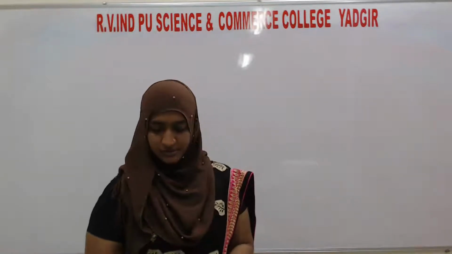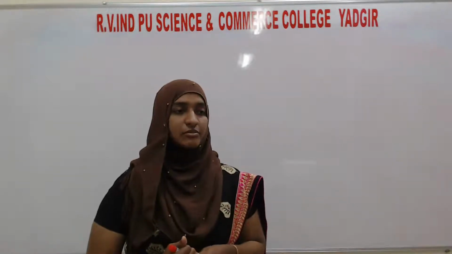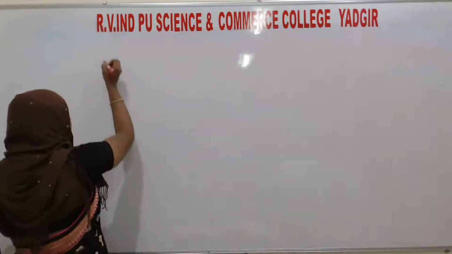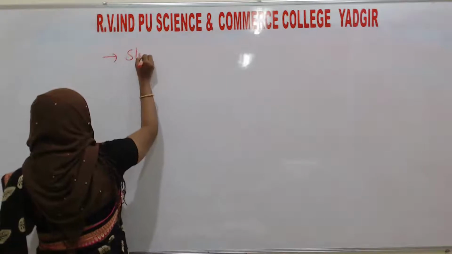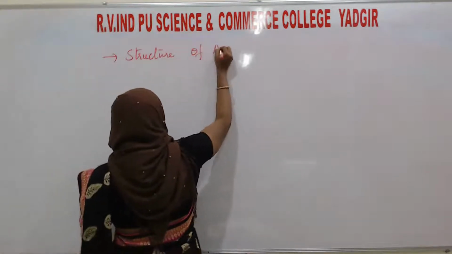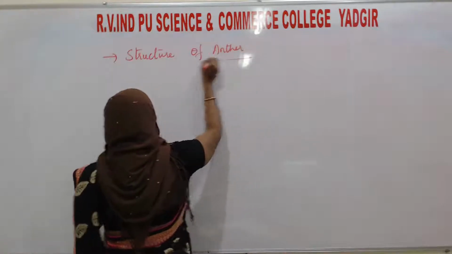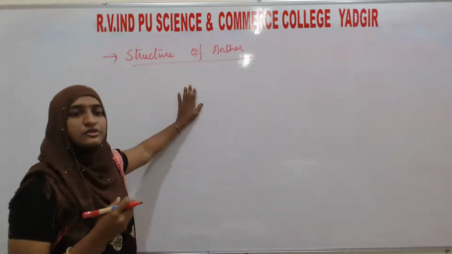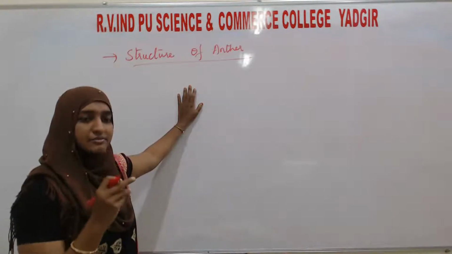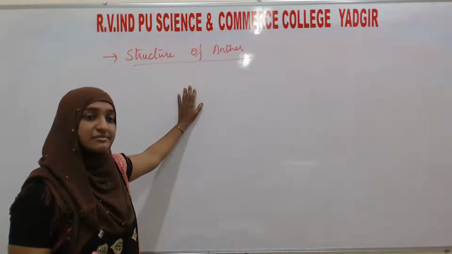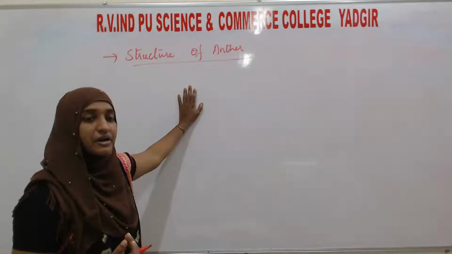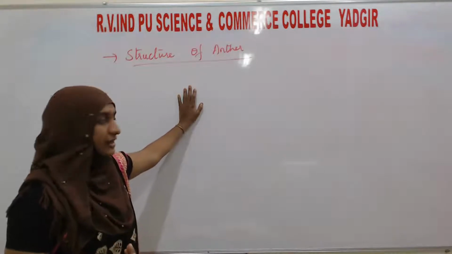So, good morning students. In the last class, we were discussing the structure of anther. Once again, I will explain because this is one of the important questions. Structure of anther. As I told you, the anther is a bilobed structure, which is the terminal part of the stamen. The stamen is one of the male reproductive structures, which is also known as the androecium.